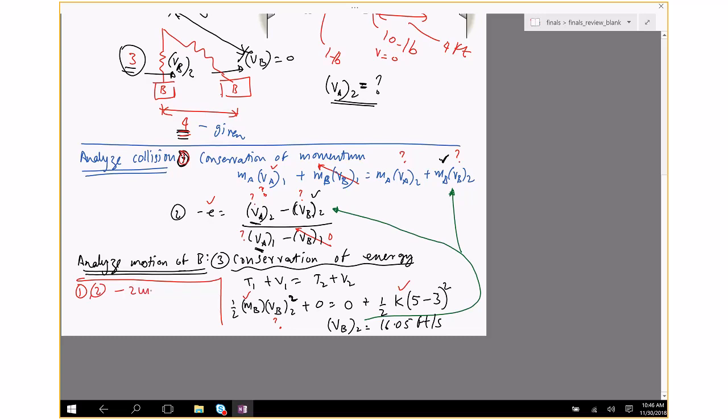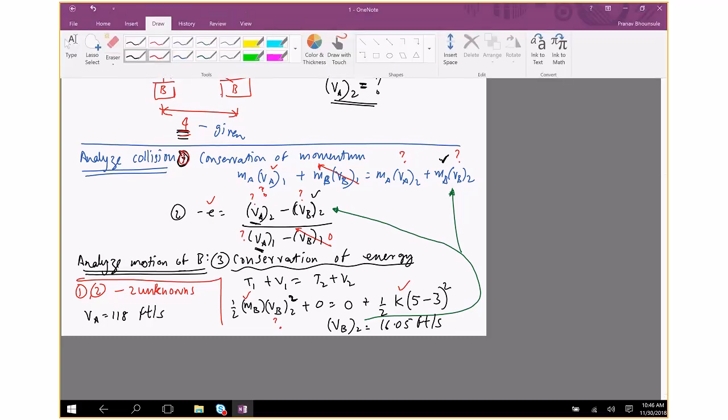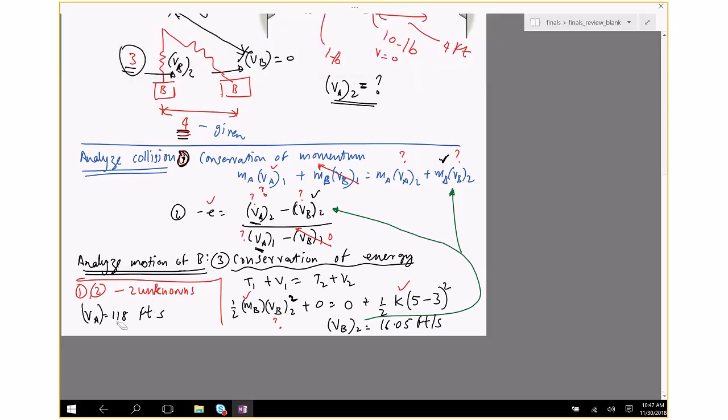So last step is two unknowns, and you can solve for the two unknowns. Velocity of A, which is asked, comes out to be 118 feet per second. But you can solve for both VA1 as well as VA2. Okay, and it comes out to be to the right.